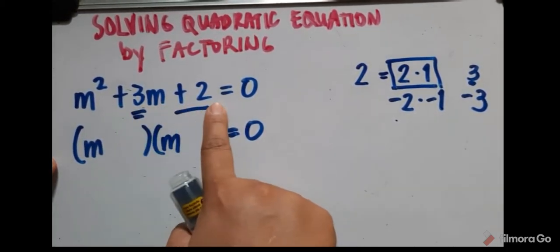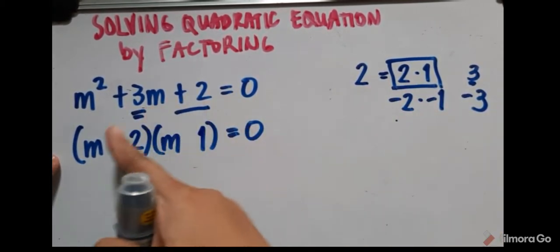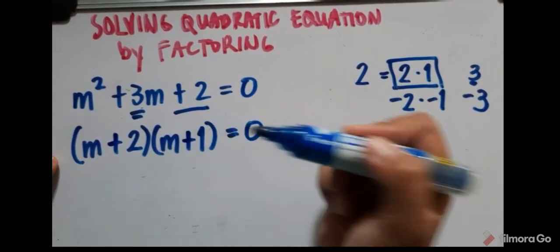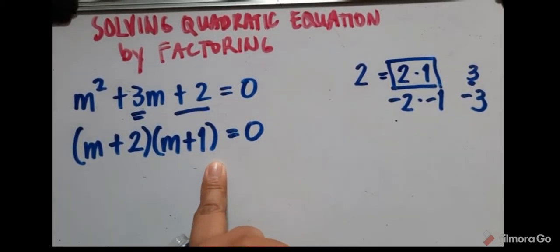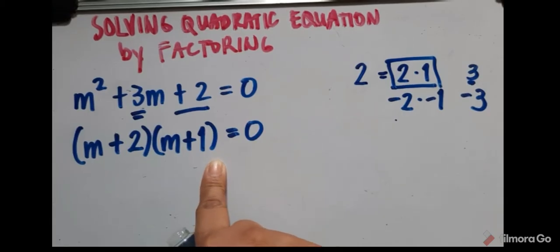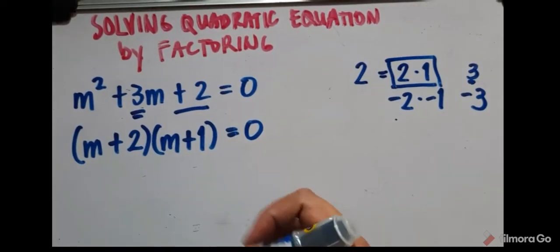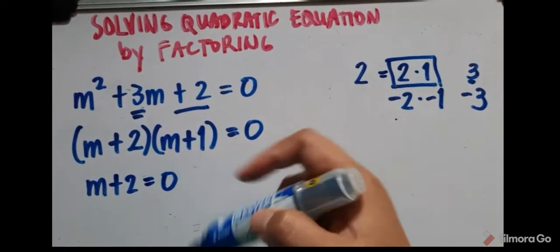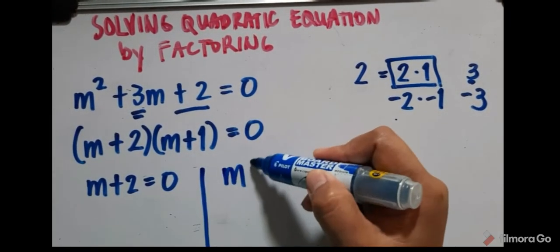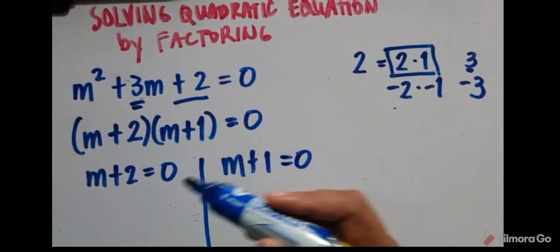We have the factors of 2, we have 2 and 1. Remember, these are both positive numbers. So, after factoring the trinomial into these two binomials, we need to use zero product property for both of the factors. So, that would be m plus 2 is equal to 0, and for another, m plus 1 is equal to 0. And then we solve for the value of m.